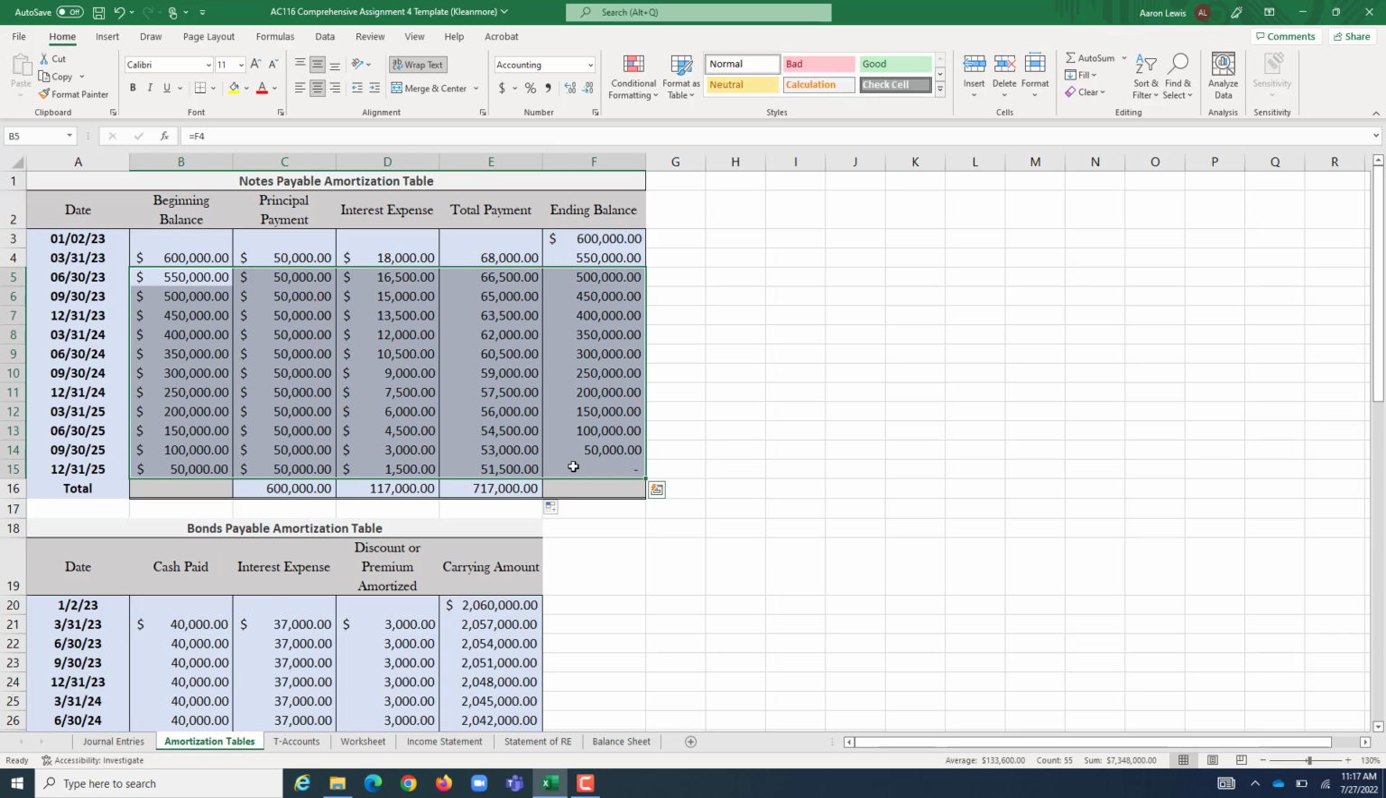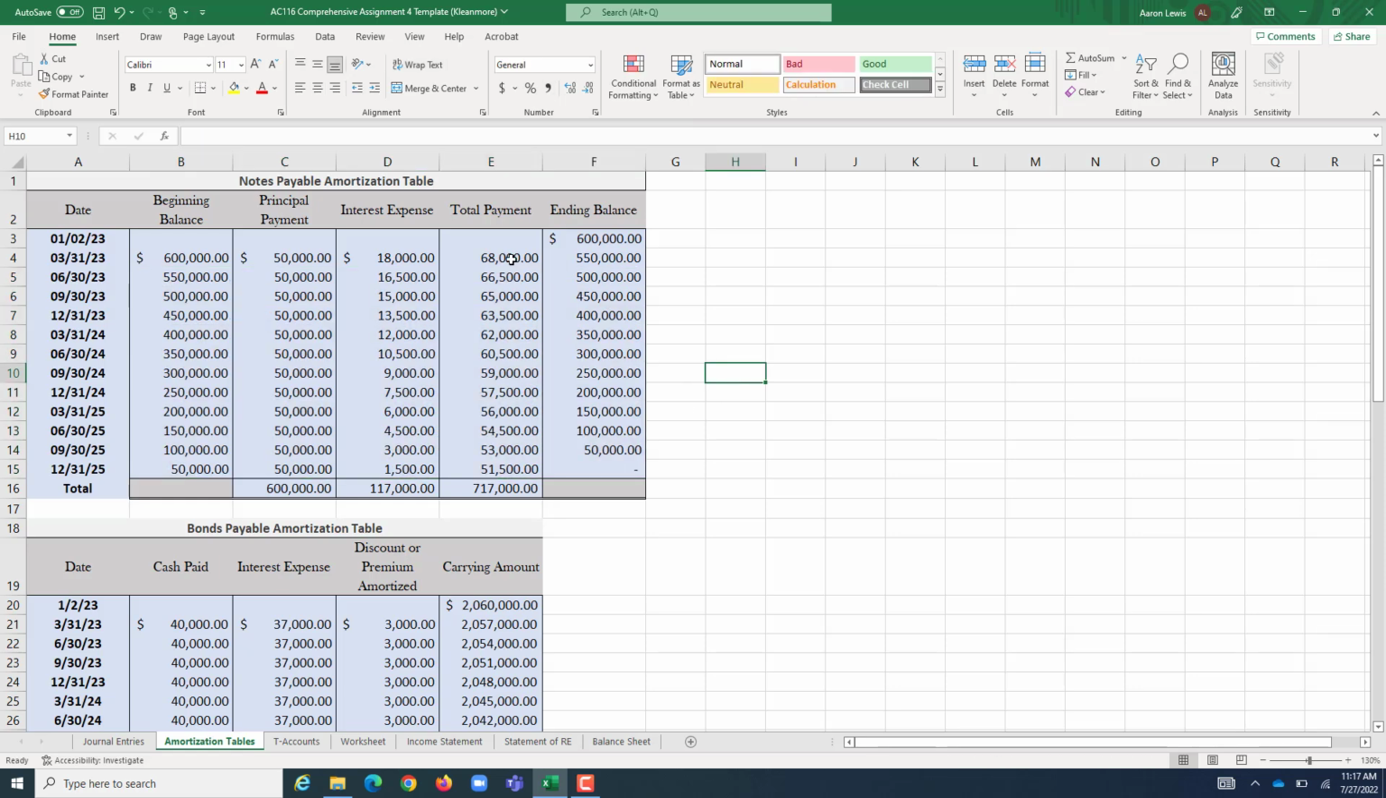I can't stand when there's extra dollar signs in there. I would never take points off from you, but for me, I'm going to go to the comma style, and I'm going to change it to get rid of them so it looks prettier. That guy should have a dollar sign. We can put him in here with a dollar sign. There we go. So now we have our note payable amortization table scheduled.